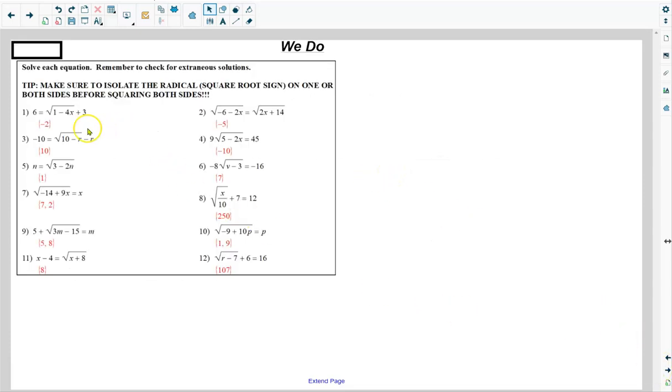All right, so this is what they're gonna look like. Very similar to the CBA. The one that I want to do with you guys is 11 because it has an extraneous solution. So I have to check, and we'll find out why 8 works and why the other number doesn't work. It's tough for me to do an example of everything, but this one's going to be very important for us.